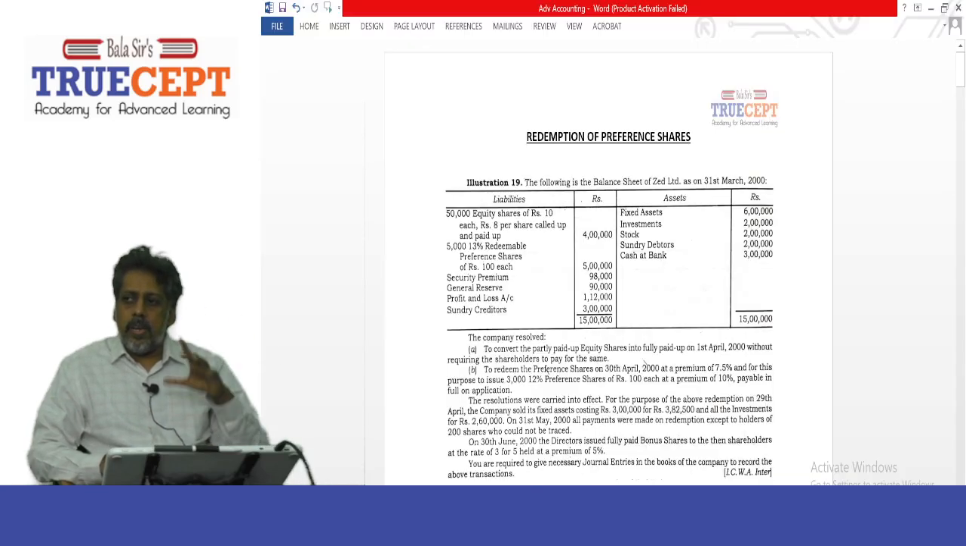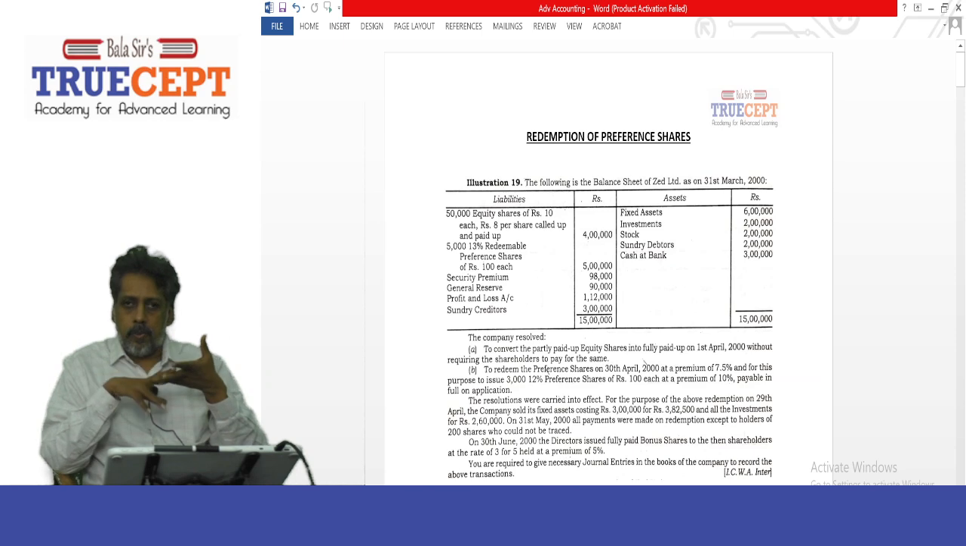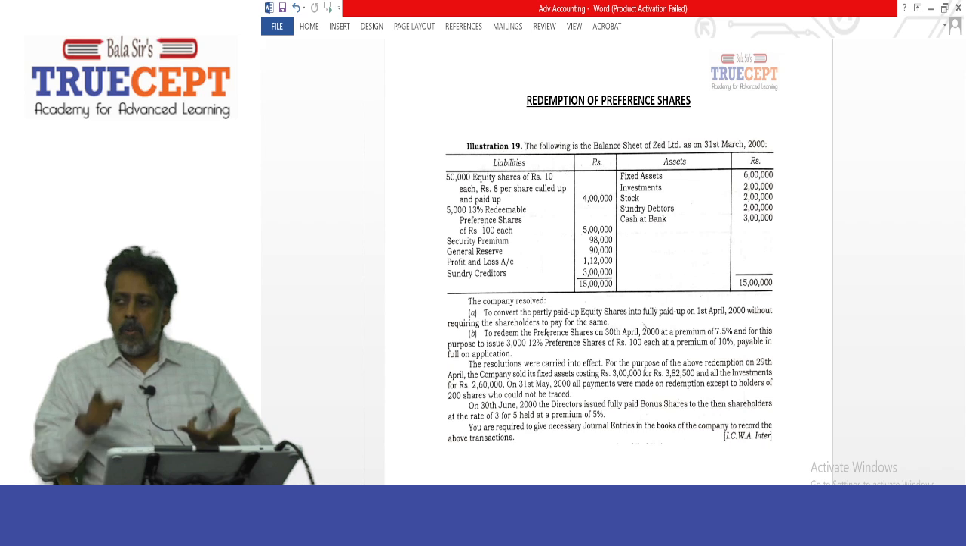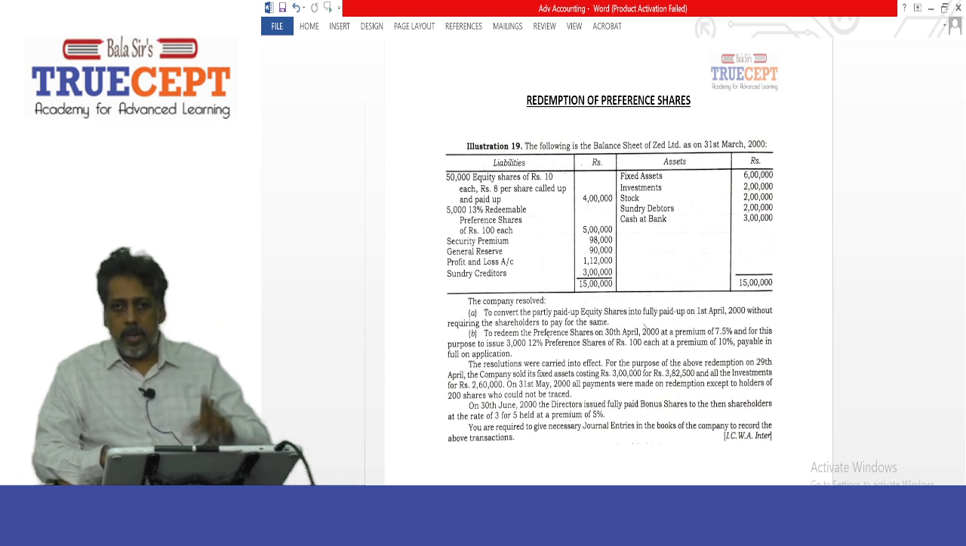Okay, so now we'll go ahead and take on an example on redemption of preference shares. As an excellent example where you have a conversion of partly paid shares into fully paid shares without requiring the shareholders to pay for the same. That is a type of bonus issue where you're going to use the reserves to convert the partly paid shares into fully paid shares. And then also there is another bonus issue where the unissued shares are issued as fully paid bonus shares, right? Now let's go ahead and take on this example.